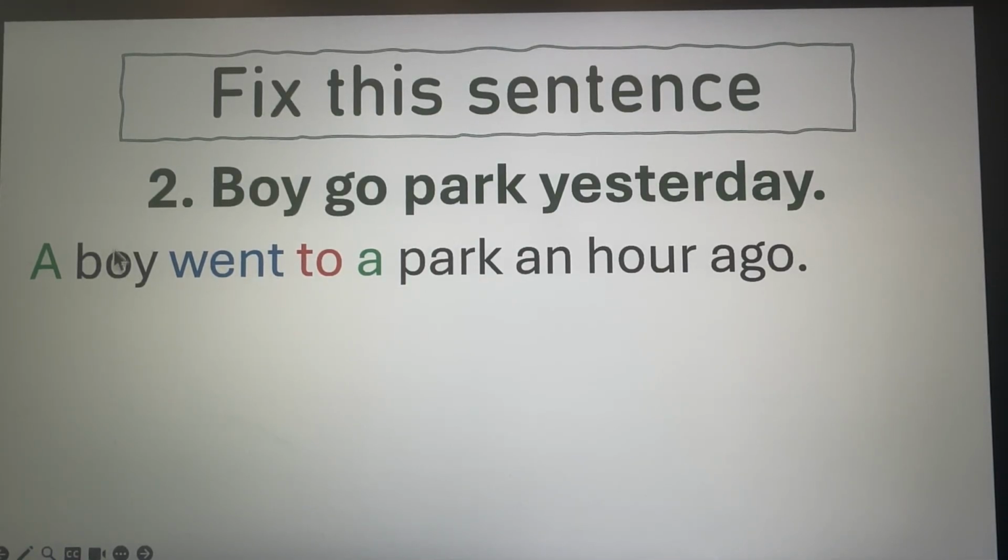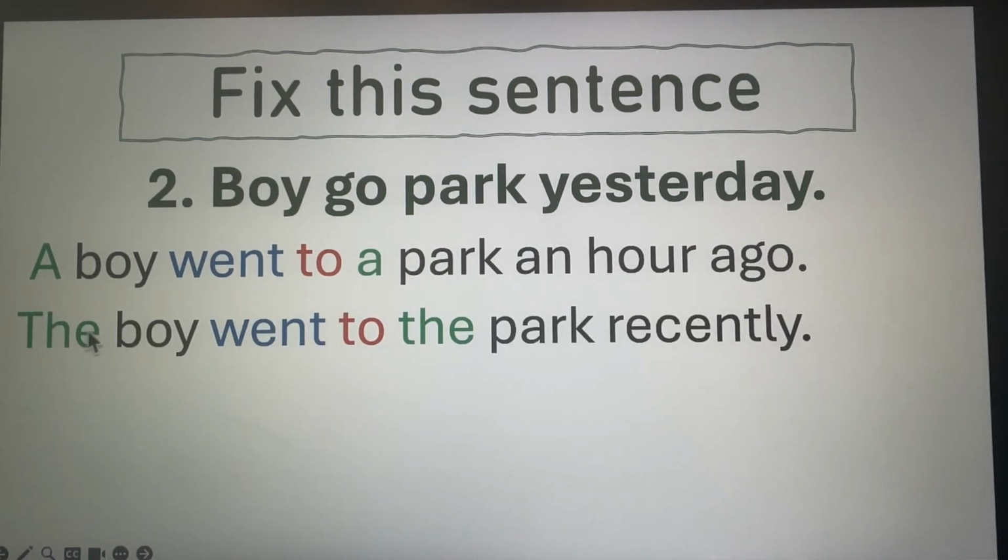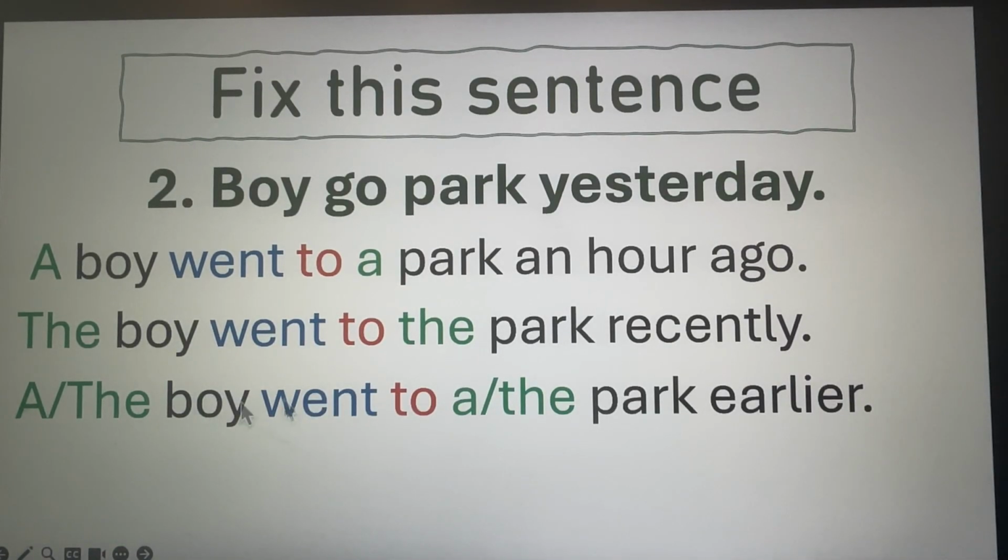So we have to use the specific form of the verb, went. And went goes with any pronoun, so we don't have to worry about the pronoun here, but we do have to worry about time. To, direction, a park, an hour ago. The boy, now we know which boy, went to the park, we know which park, recently. We're talking about one time, a specific time we're thinking about. I didn't tell you when. A boy went to the park earlier, or the boy went to a park earlier. You can mix them. They don't have to be the same.